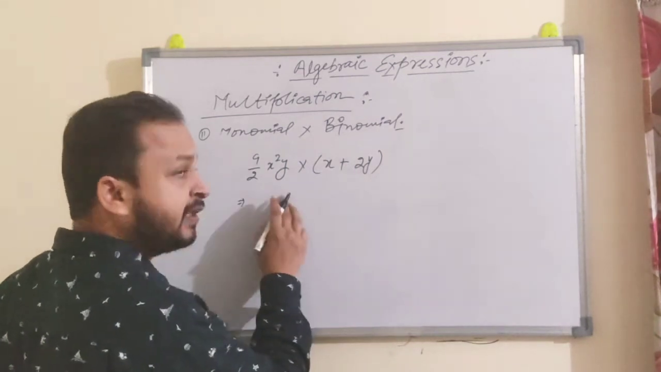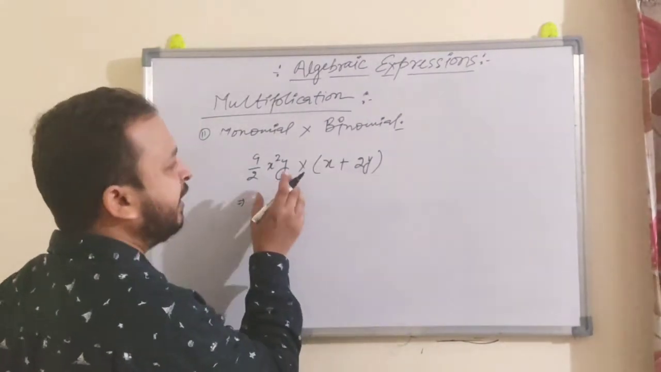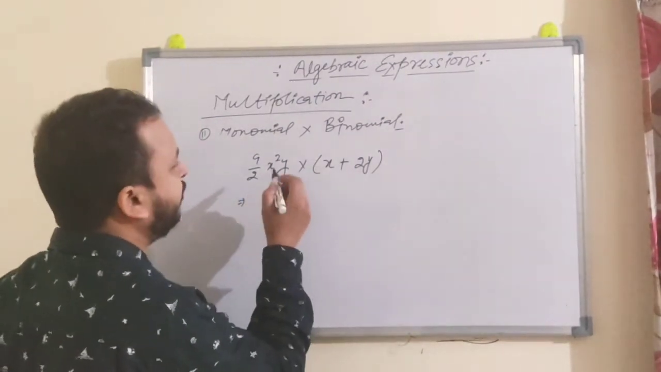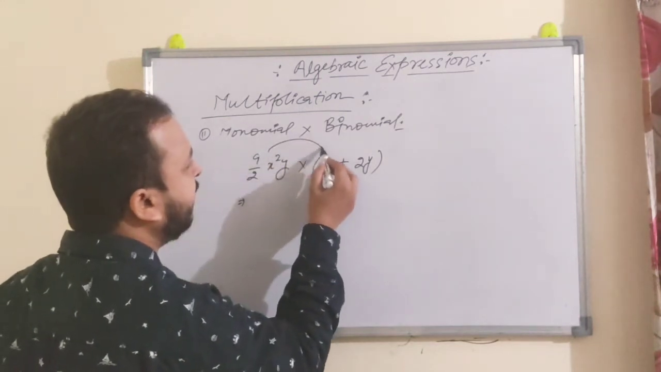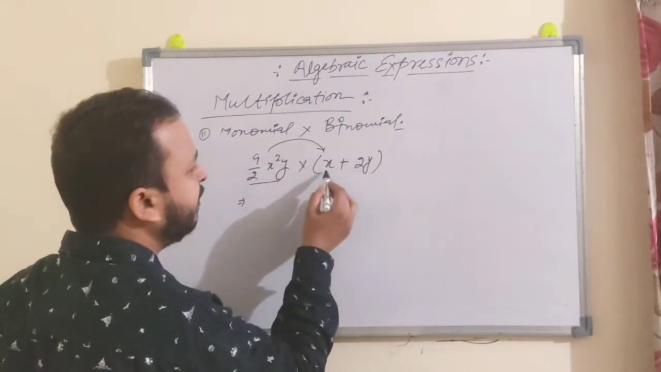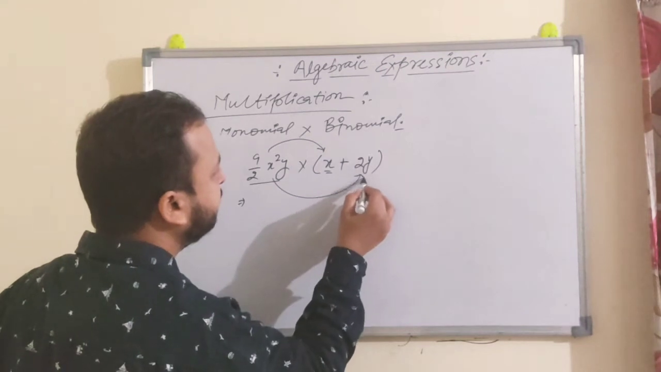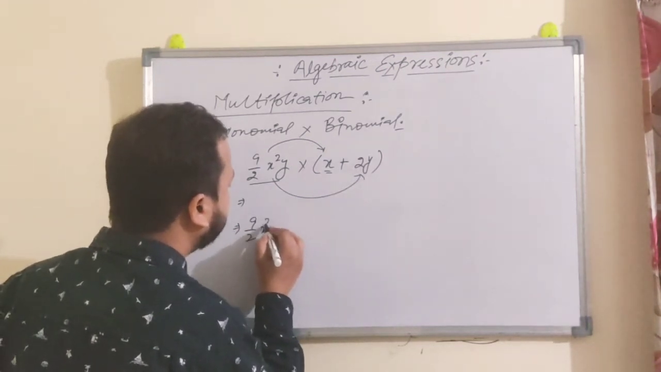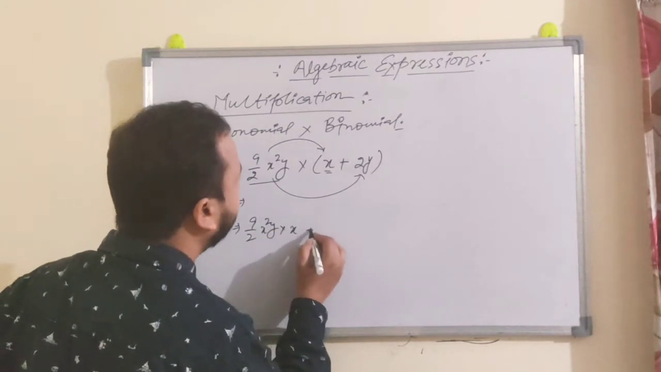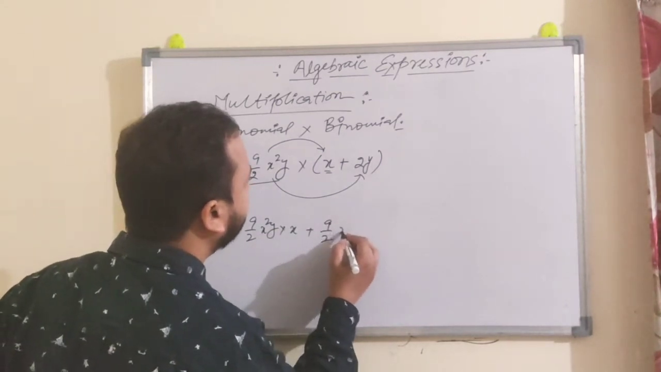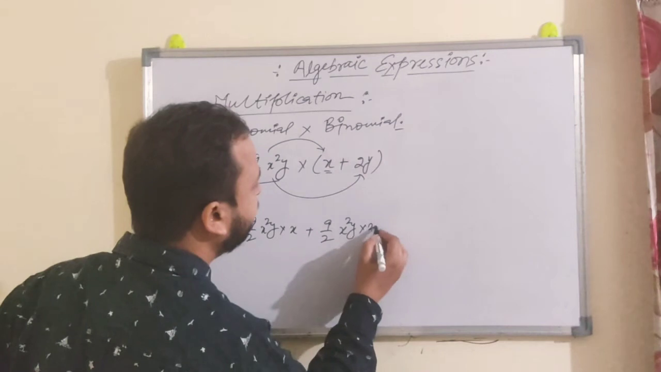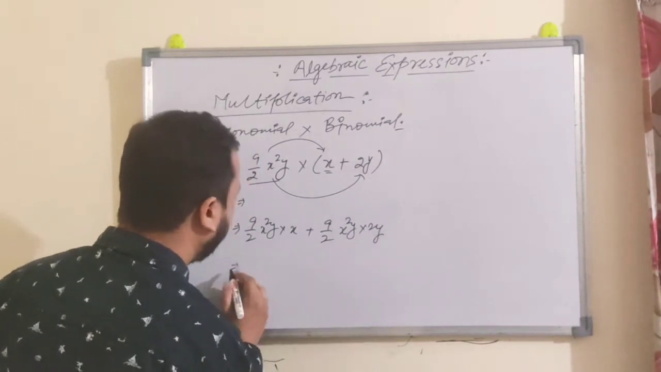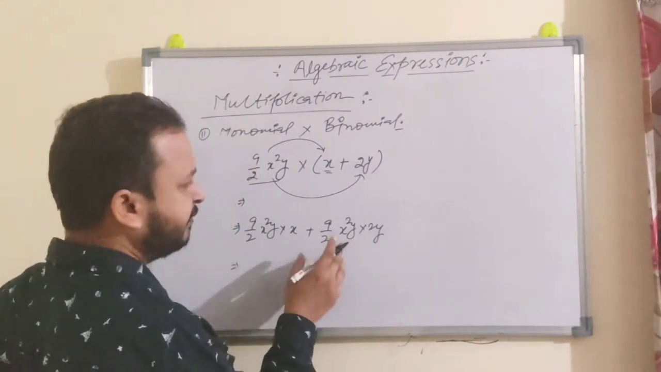So we have to take the distributive law. We are going to apply the distributive law, which means first multiply this monomial with the first term and then with the second term. So 9/2 x square y with x plus 9/2 x square y with 2y. Now take the product, which means multiply the numerals first.